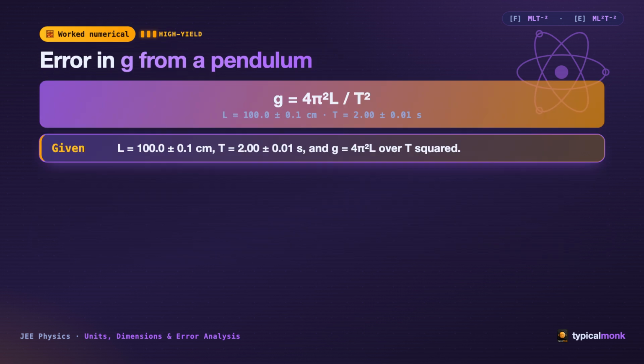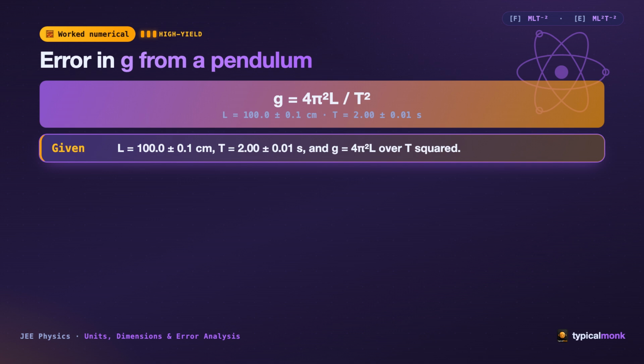Time to solve a full JEE numerical, together, slowly. The monk's way. We measure gravity with a pendulum. The length is 100.0 centimeters, give or take 0.1, and the time period is 2.00 seconds, give or take 0.01. Gravity equals 4 pi squared L over T squared.